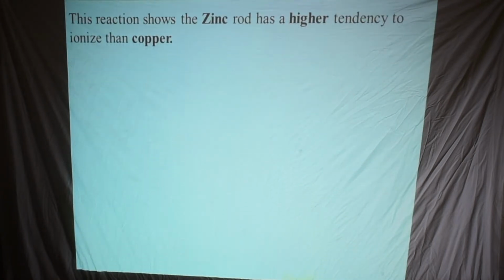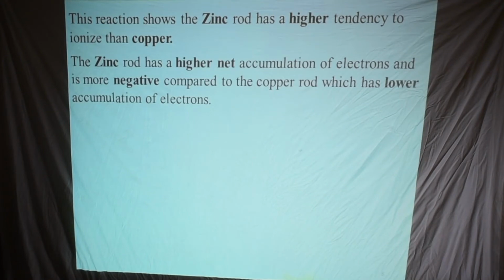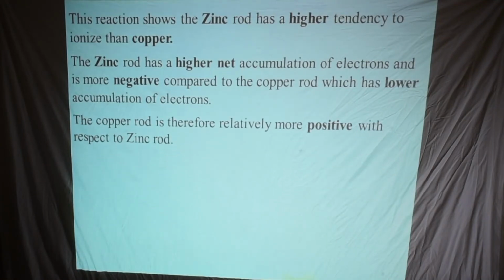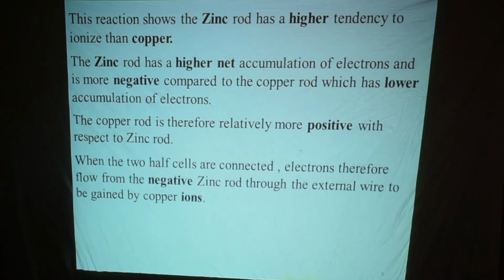Now, the reaction shows that the zinc rod has a higher tendency to ionize than copper. The zinc rod has a higher net accumulation of electrons, as I have said. It is more negatively charged compared to the copper rod, which has a lower accumulation of electrons. Therefore, the copper rod is relatively more positive with respect to zinc ions.